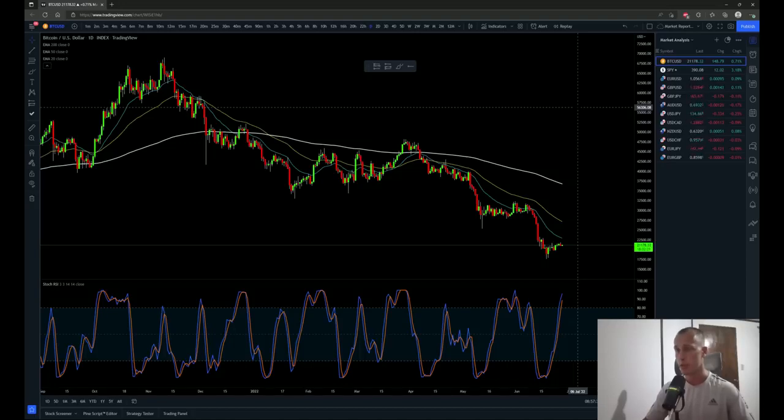Now, mind you, I'm a trend trader, so I am looking for trend continuation moves. I'm not looking to catch the bottom or tops of any major trends. I'm just looking to join into the trend at a discounted price and expect continuation of that current trend.